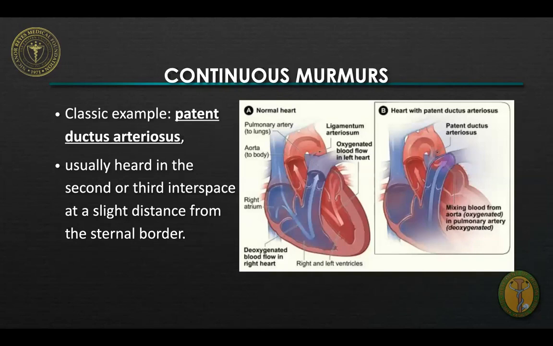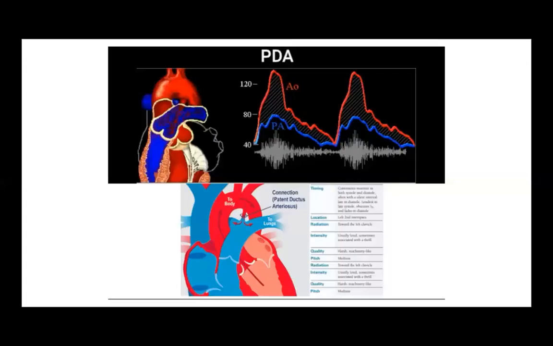A classic example of a continuous murmur is patent ductus arteriosus. It is usually heard in the second or third interspace at a slight distance from the sternal border. Please listen to the sound of PDA, or patent ductus arteriosus.